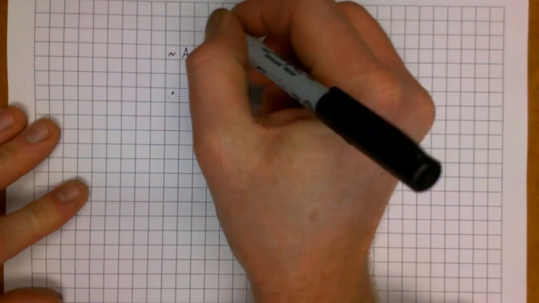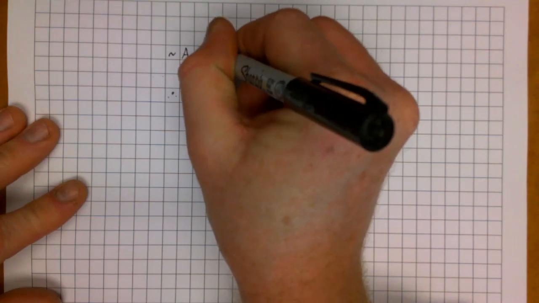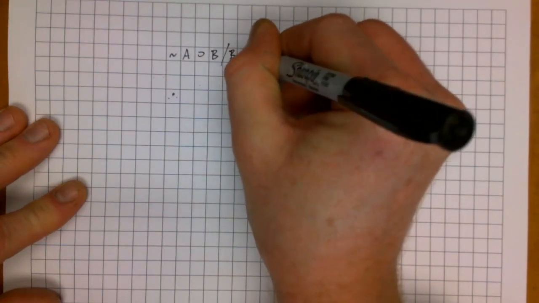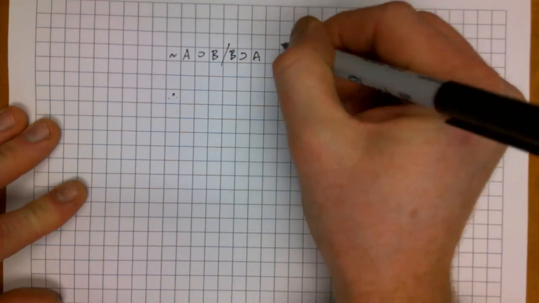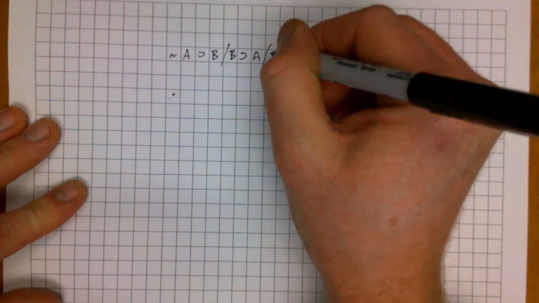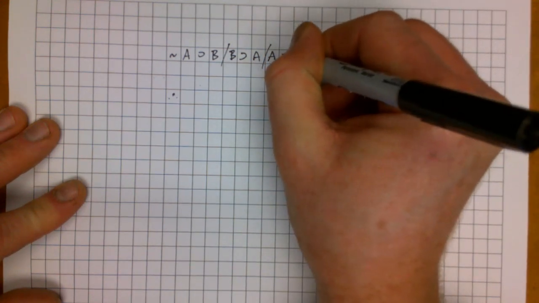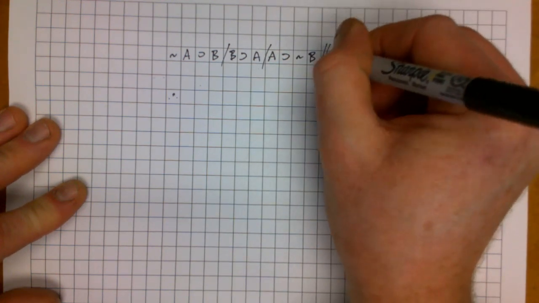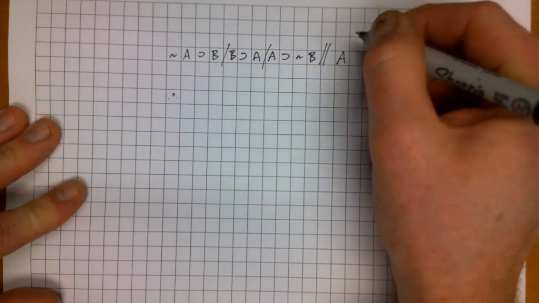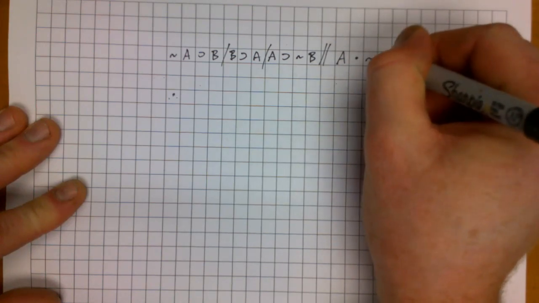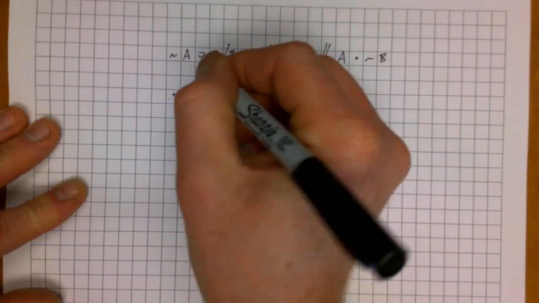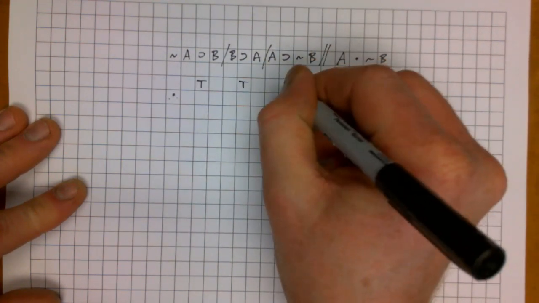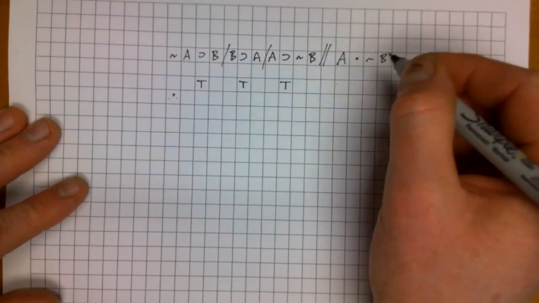So my first premise asserts if not A, then B. My second premise asserts if B, then A. My third premise asserts if A, then not B. And my conclusion is that it is both the case that A and not B. So I assign my truth values on the assumption that it is invalid.